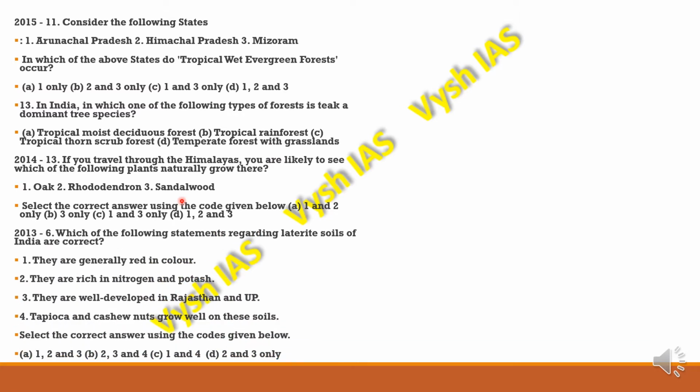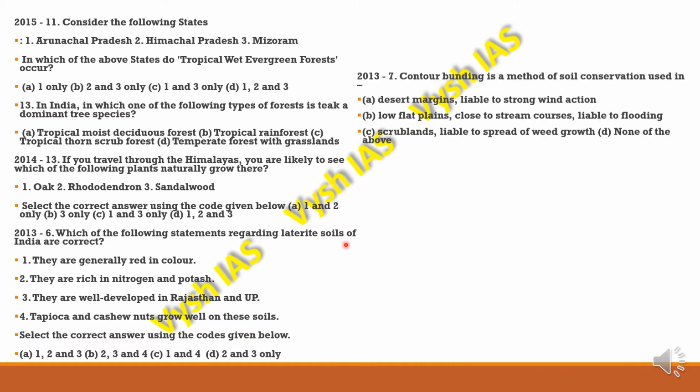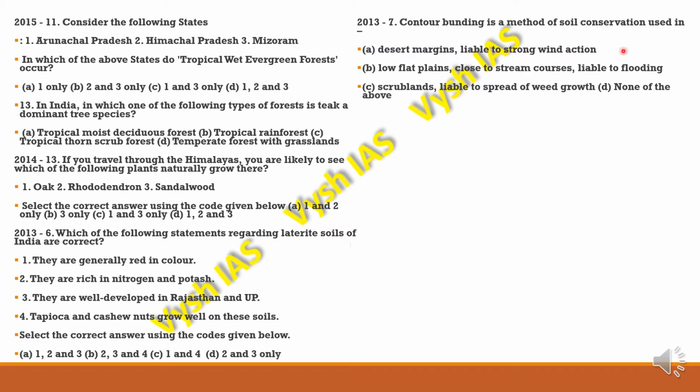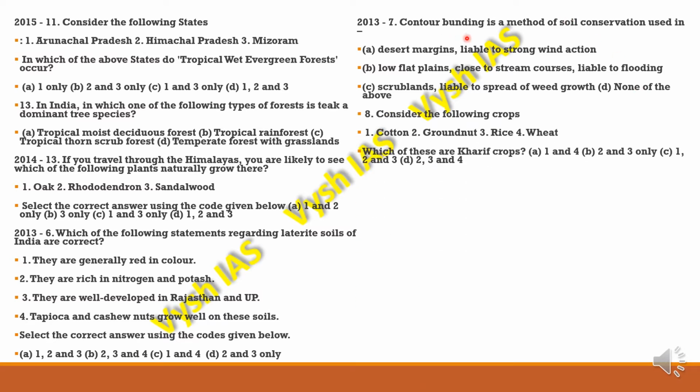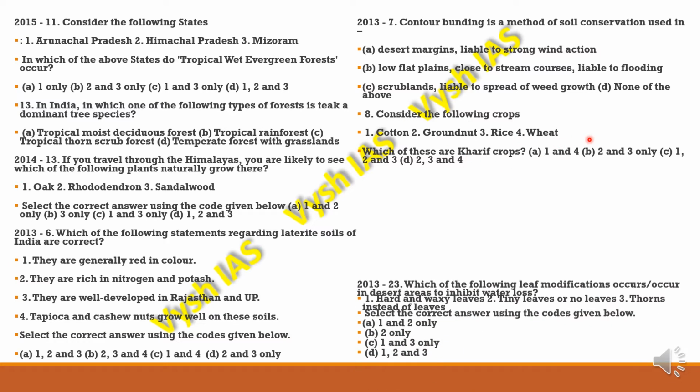So you can see how many questions have been asked from the natural vegetation chapter, as well as the soil chapters, because see, this question is on laterite soils. Then in this again we have about soils, the soil conservation part, contour bunding, where it takes place. In this the answer is none of the above, because all 3 are wrong; contour bunding happens in hilly areas. And this is again a crop related question which is indirectly related to soil.